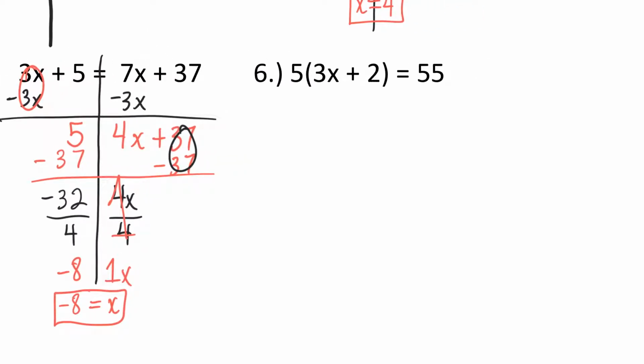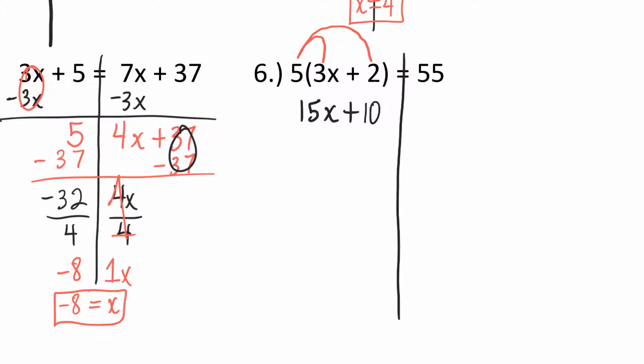All right. Then on the last one, number 6. Okay, good. Distribute. So that times that and that times that. It's not just 5 times the 3x. It's got to be multiplied times everything inside of there. So the 3x and the 2. So 5 times 3x is what? So that gives us 15x. And then the 5 times 2 is what? Is 10. And then still with the 55.